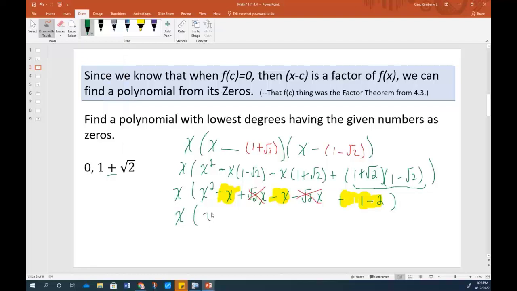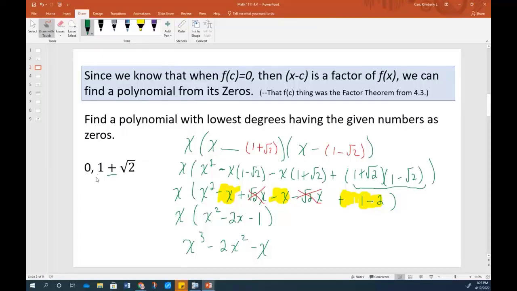So now I have x squared. Combining these, I have negative 2x. And then combining my like terms over here, I have minus 1. Man, that got a lot better. Now I can just distribute my x and have x cubed minus 2x squared minus x. Now this should be my answer, but particularly on a problem like this that has been so ugly, I'd like to check it.